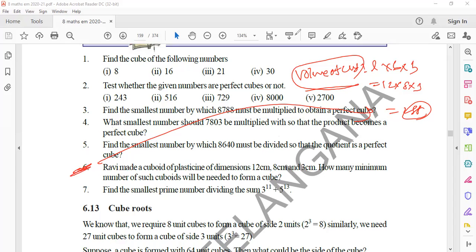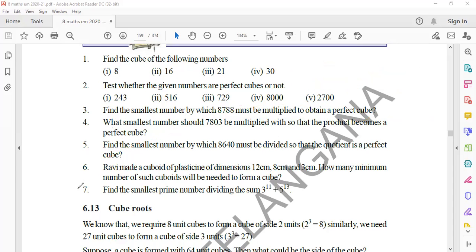Next, the very interesting thing in competitive examinations, the seventh question, is very important. Find the smallest prime number by which this sum should be divided.